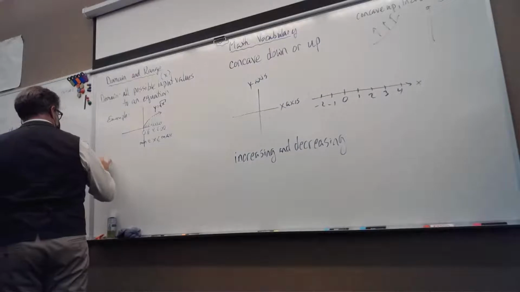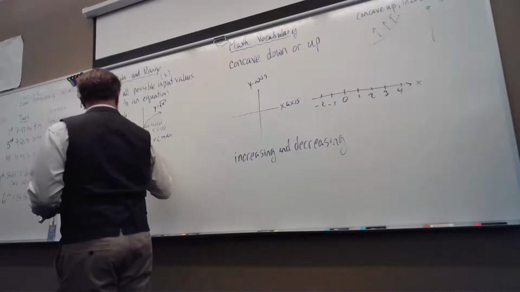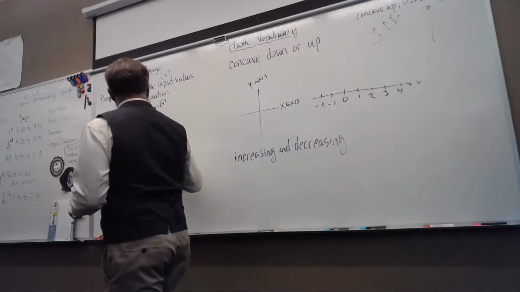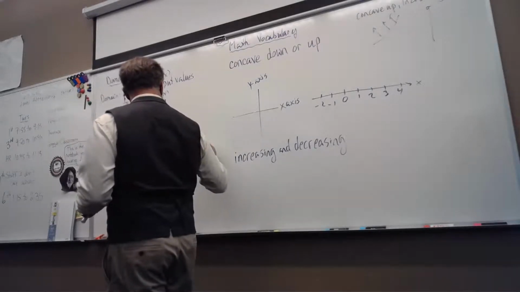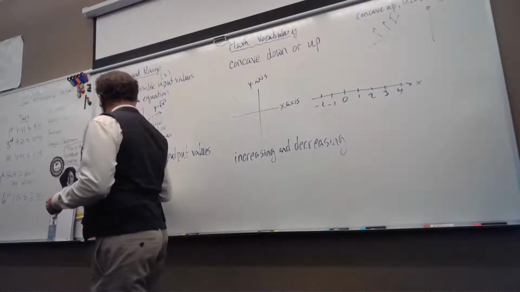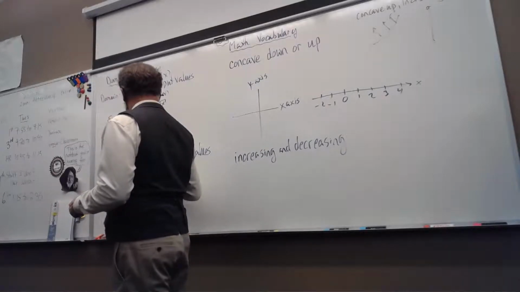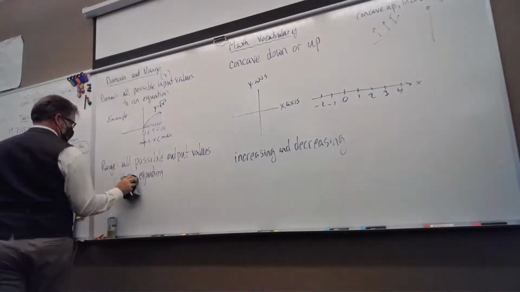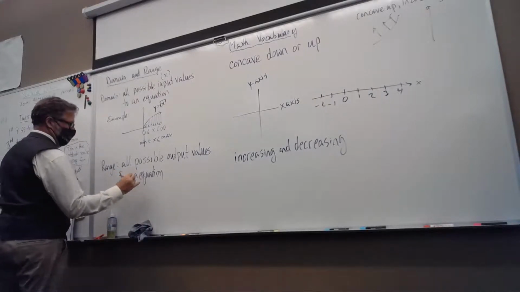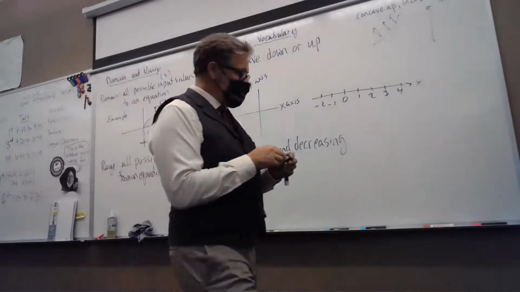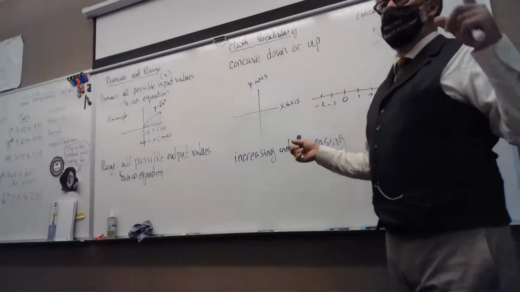We got just time to finish up range. All possible output values to an equation. Or I guess this would be from an equation, because it's coming out. Output is which letter? Y values.